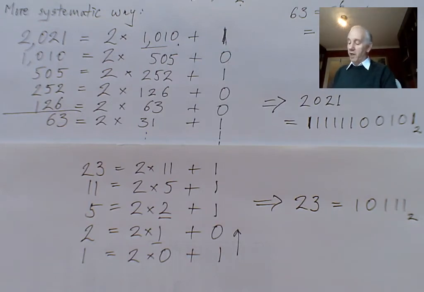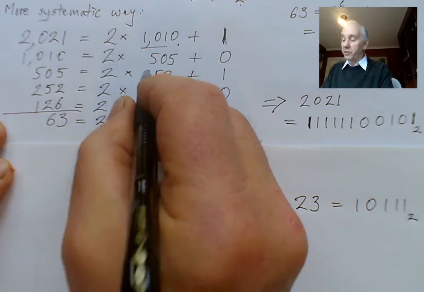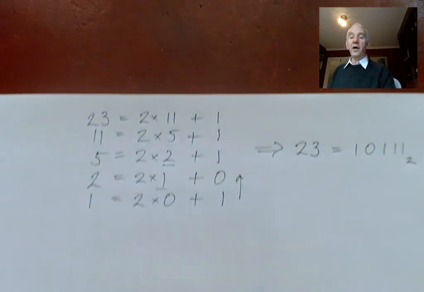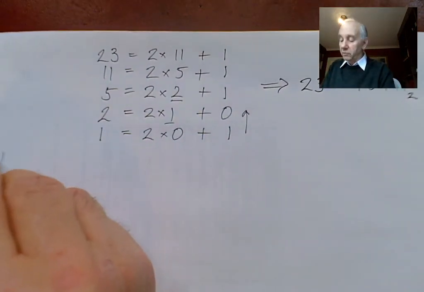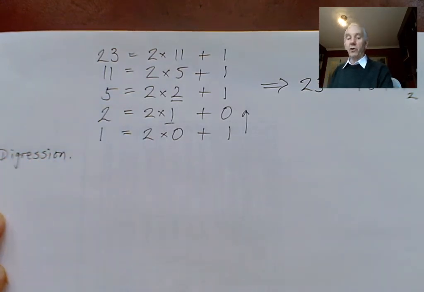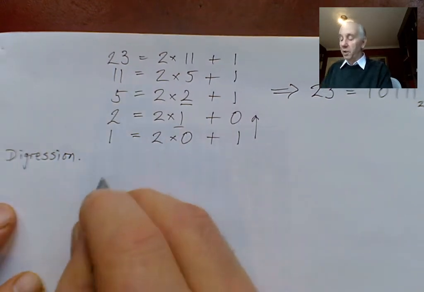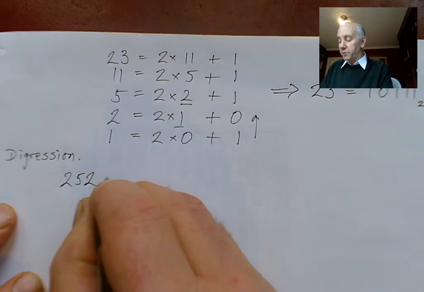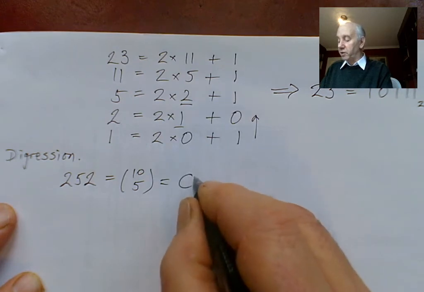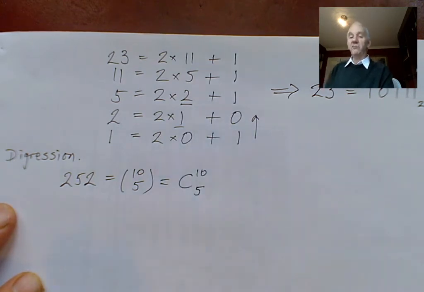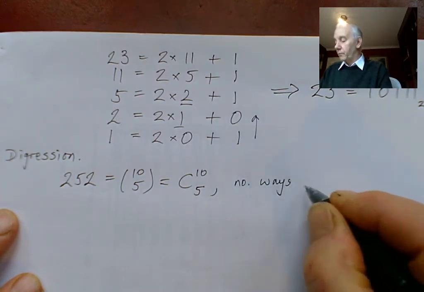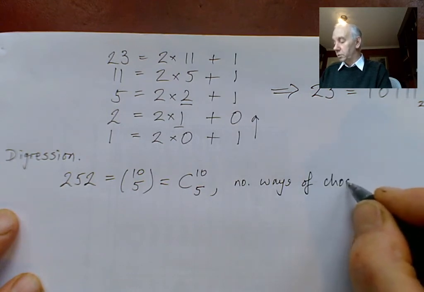Let me digress here because I found a number which is familiar to me in the workings, 252. So I just want to say something about that. This is a digression, nothing to do with binary, but it's worth saying because it relates to a binomial coefficient. You see, 252 I happen to recognise because it's 10 choose 5, which I write like this. It's a binomial coefficient. You might prefer to write it 10C5 or some variant of that notation. And it's the number of ways of choosing 5 objects from 10.